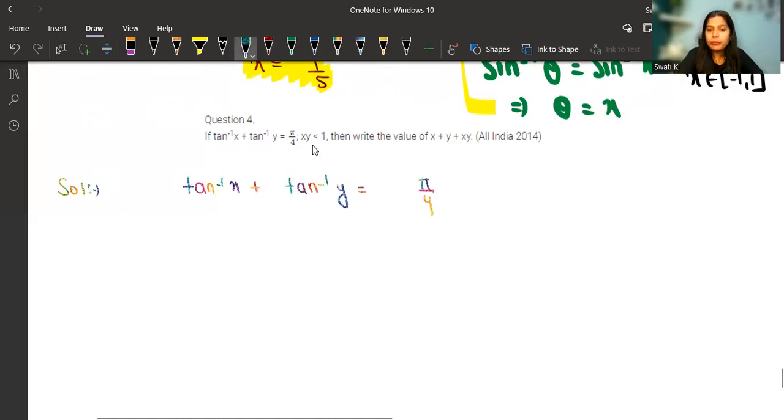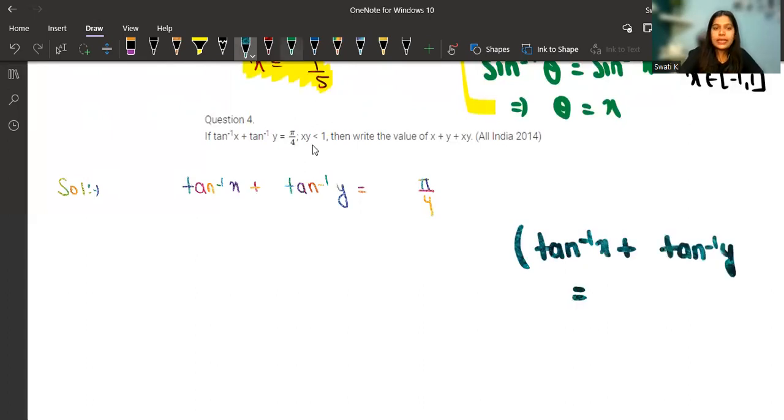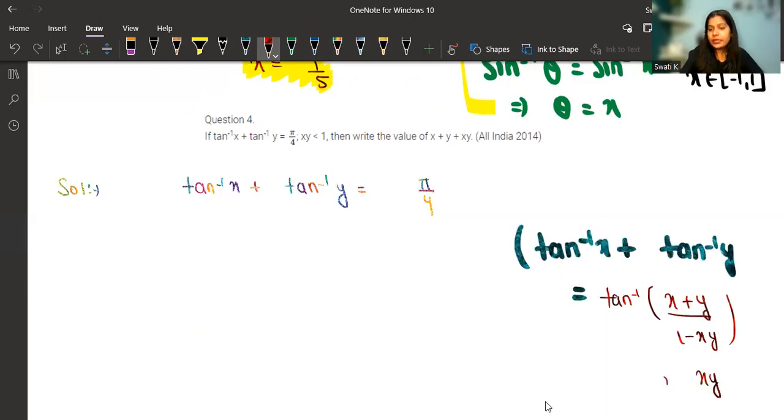Here I'm going to use a formula, and the formula is of tan inverse x plus tan inverse y. So the formula of tan inverse x plus tan inverse y is tan inverse x plus y upon 1 minus xy. This is a very important formula, okay? And it also satisfies that the product of xy is less than 1, all right? So using this formula, of course, I can write down here on the left-hand side on the LHS, tan inverse x plus y upon 1 minus xy equals pi by 4.